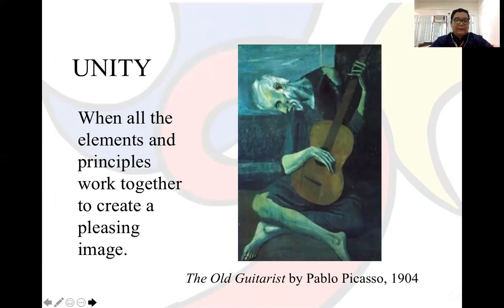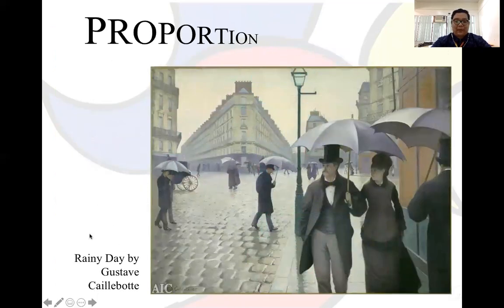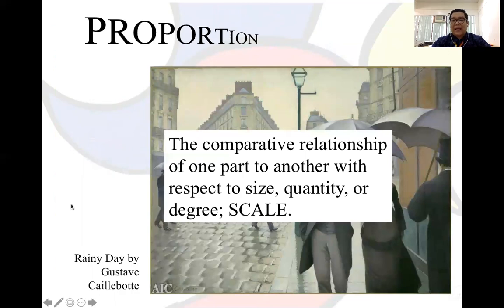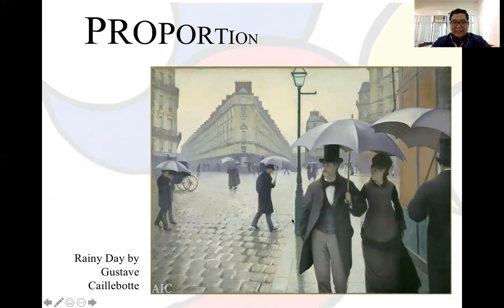Okay? Next one is proportion. So proportion is the comparative relationship of one part to another with respect to size, quantity, or degree. It's also considered the scale. Now, if you look at this image here, titled The Rainy Day, you can see that there is proportion in how these individuals were painted. Those individuals are nearer and those individuals are at the background. There is also proportion in terms of the size of the different elements used here. Same goes with the buildings that you can see here.